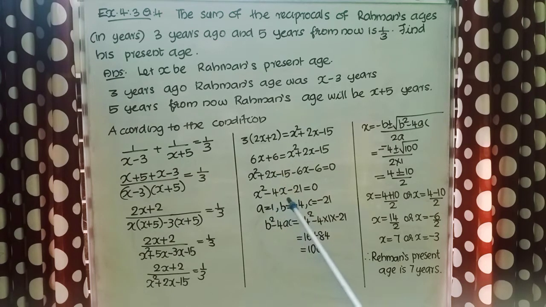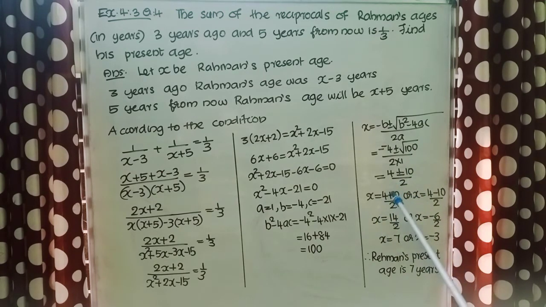Here a equal to 1, b equal to minus 4, c equal to minus 21. b square minus 4ac equal to minus 4 square minus 4 into 1 into minus 21. That is equal to 16 plus 84, that is equal to 100. x equal to minus b plus or minus root of b square minus 4ac whole divided by 2a, that is equal to minus of minus 4 plus or minus root of 100 by 2 into 1, that is equal to 4 plus or minus 10 by 2.